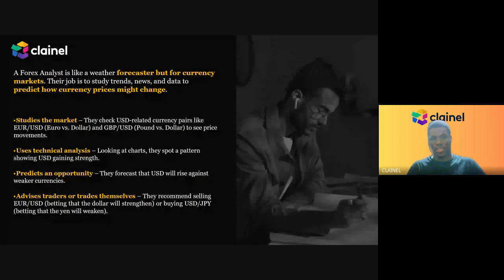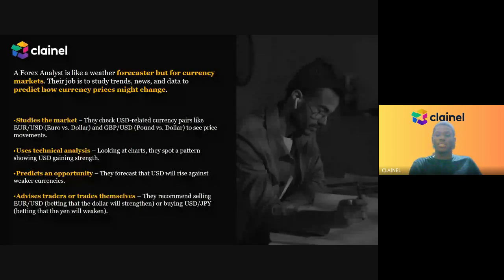That brings us to number three, predicting the opportunity, to know if this market is going to rise or if this market is going to get low. So for you to be able to predict the opportunity, to be able to predict the currency markets, you should, number one, do your fundamental analysis. Number two, you should also do your technical analysis, and then you should be able to predict the opportunities in the market, to know if the market is going to go up or it's going to go low. Then the forex analyst also advises traders, or takes the trades themselves.